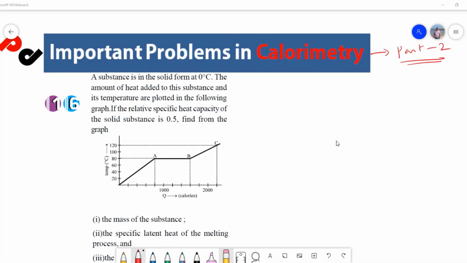In my previous video, I explained 15 problems which are based on the basic concepts of calorimetry. In this class, I am going to explain another 15 problems which are a little bit challenging and require more concepts of calorimetry.